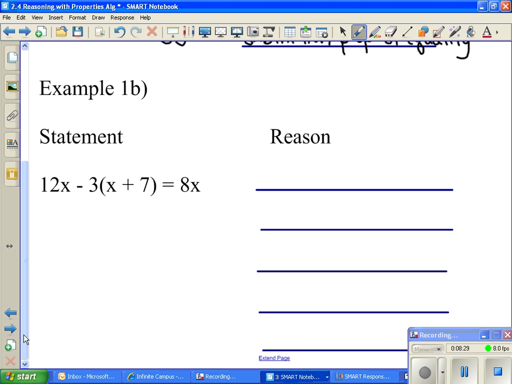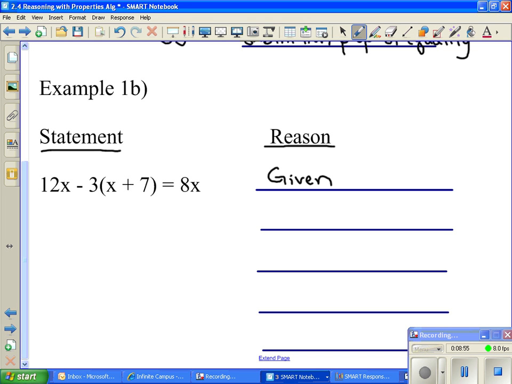All right, so here we go again. I'm given the problem, 12x minus 3 times the quantity x plus 7 equals 8x. I've got my statements and my reasons. Now on your paper, make sure you start with statements and reasons. That's where you're labeling it. Now, why did I put that? What's the reasoning for putting that there? It's given.